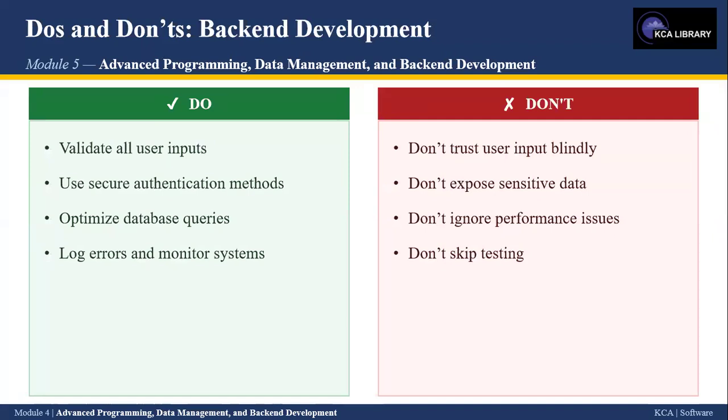Here are quick checklists for do's and don'ts in back-end development. For the do's, always validate all users' input, use secure authentication methods, optimize database queries, log errors, and monitor systems. Do not trust user input blindly and do not expose sensitive data in error messages. Do not ignore performance issues and do not skip testing. Security and reliability start with good habits.